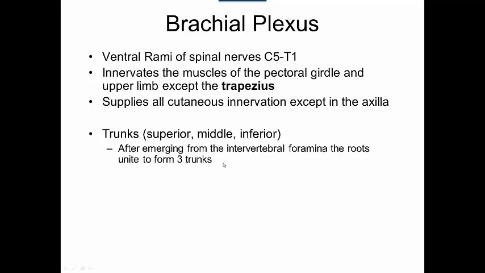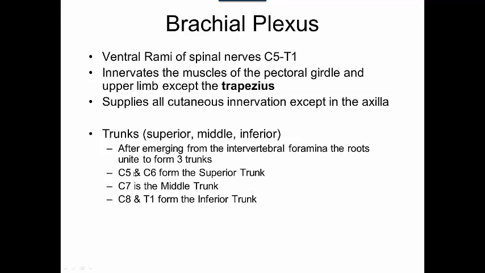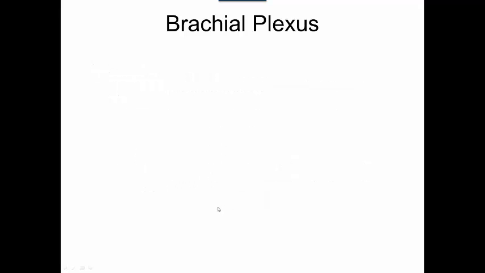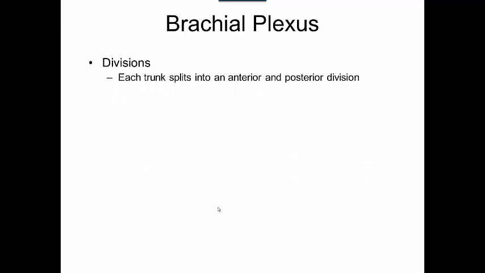And then after emerging from the intervertebral foramen, and think about this, intervertebral, these are holes or foramen that are formed between vertebrae. And then it tells you which ones are which trunks. So C5 and C6 form the superior trunk, C7 is the middle trunk, C8 and T1 form the inferior trunk. All right, and then it branches again.